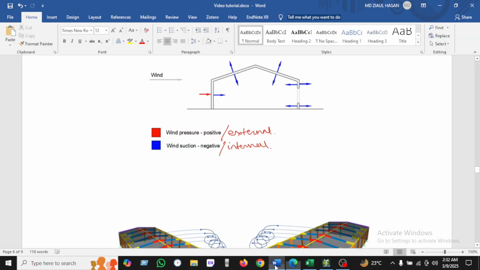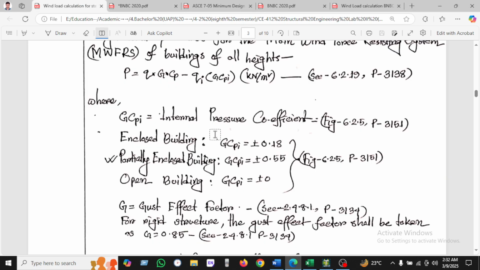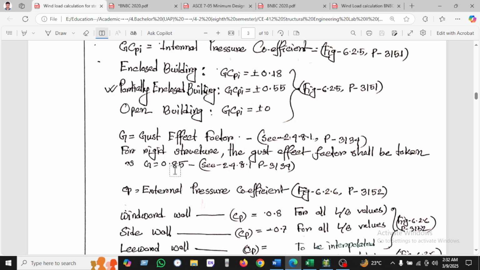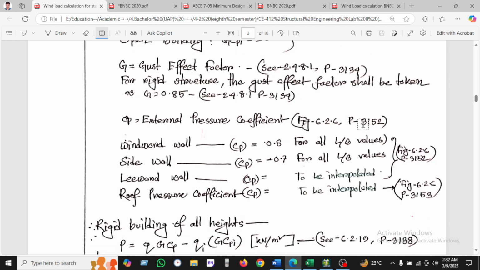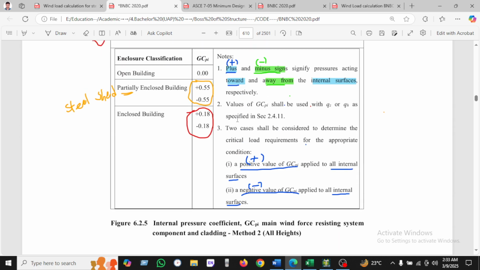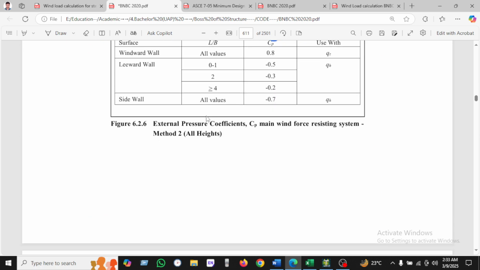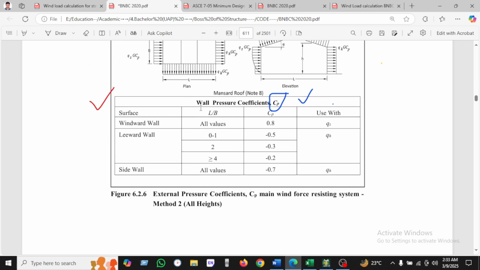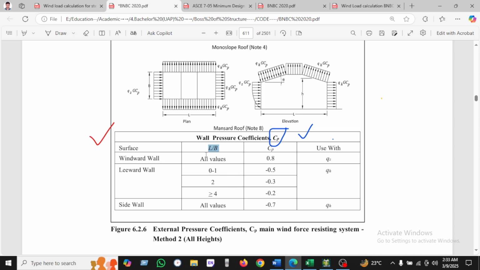Okay, let's continue. The gust factor we have found is 0.85, and the CP value we have found from the 3152 page. If you go to the 3152 page, the wall pressure is given here, the windward wall. We see this is the windward wall. For the wall, the value is L by D, which is length and breadth, and the CP value is 0.8.